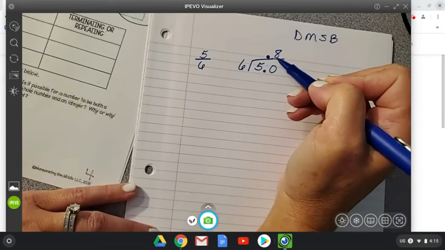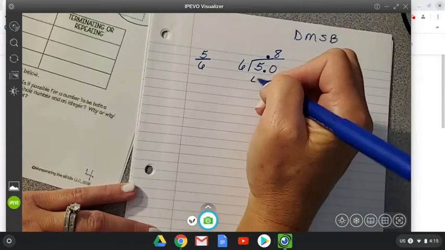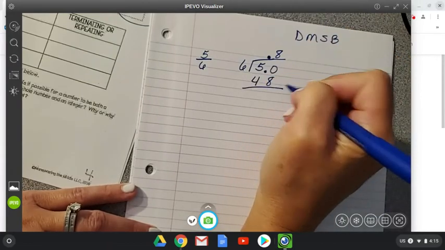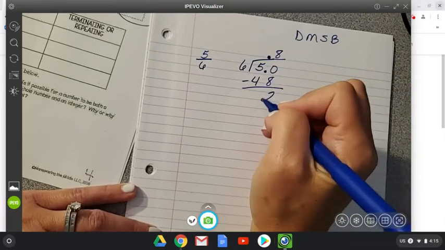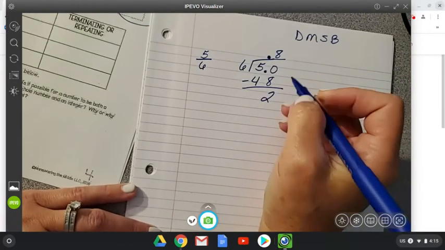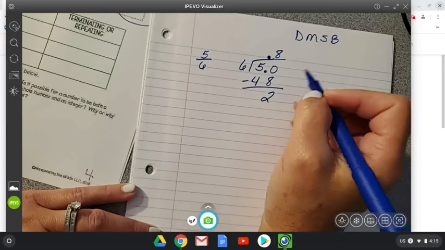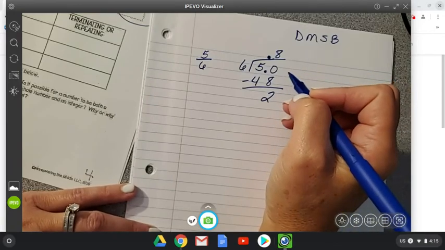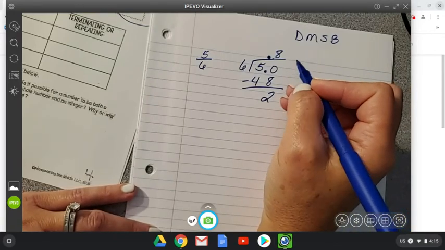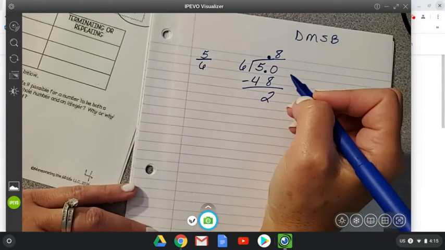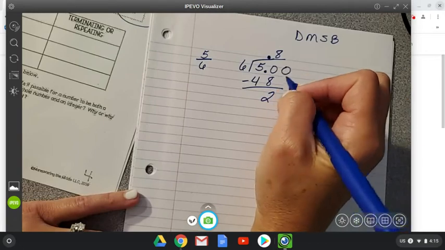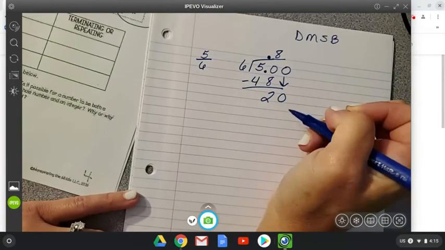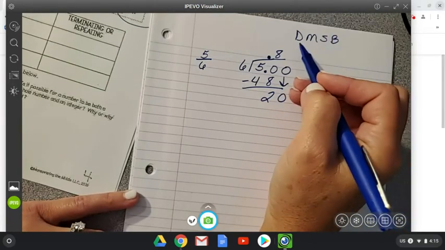And next we're going to multiply. 6 times 8 is 48. And then we subtract. 50 minus 48 gives me 2. And now we have to bring down, but there's nothing to bring down. Okay? I think maybe in the past you guys would have put remainder 2, but we do not do remainders. We are just going to add a 0 and bring it down. And now we are back to divide again.